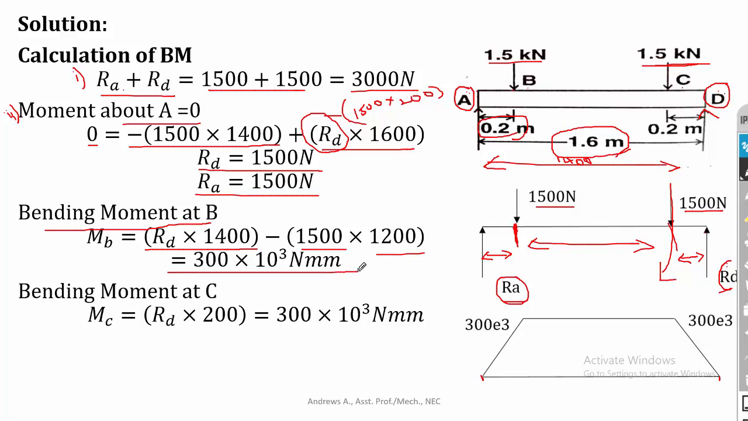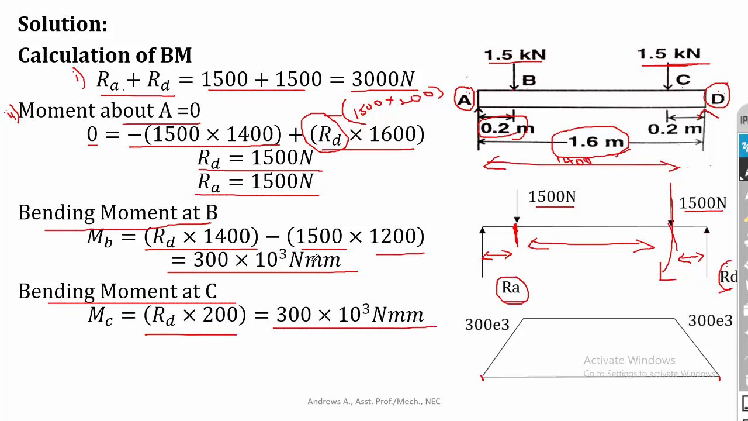Newton mm. Then the bending moment at C. In the case of C, only one force is acting at the right side, that is RD, and it is acting in the counterclockwise direction. So RD into 200 is equal to 300 into 10 power 3 Newton mm.